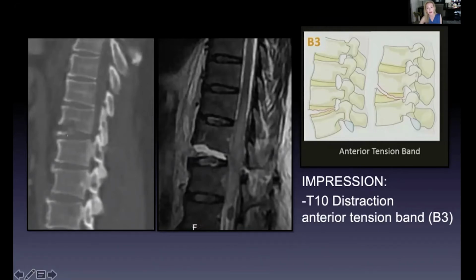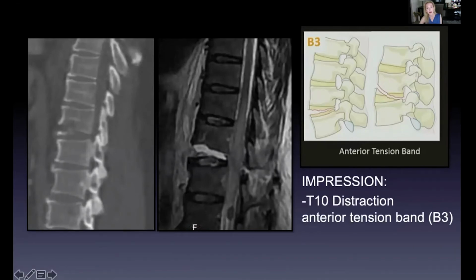On the MRI, we can see it even better. I don't know if this is a STIR. I think this is a STIR. So you see the bright stuff where there should be no bright stuff on the inferior aspect of that vertebral body. That's all hemorrhage and fluid and edema. We don't have that ligament. That black line that should be there is gone. So the anterior longitudinal ligament is disrupted, broken.